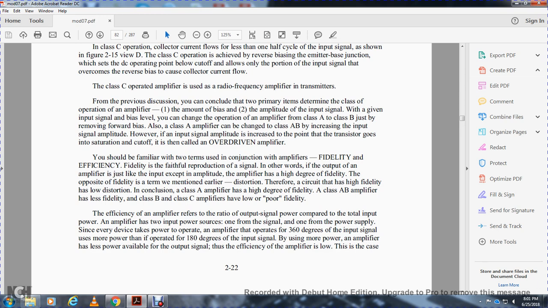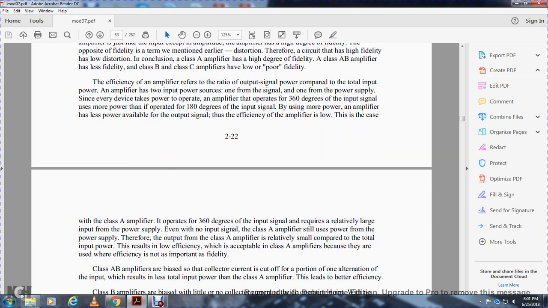Efficiency refers to the ratio of output signal power compared with the total input power of the amplifier, which has two inputs: one for the signal and one for the power supply. An amplifier that operates for 360 degrees of the input signal uses more power than one operating for 180 degrees. Using more power leaves less available for the output signal, so the efficiency of the amplifier is low. This is the case with the Class A amplifier, which operates for 360 degrees of the input signal and requires a relatively large input from the power supply. Even with no input signal, a Class A amplifier still draws power from the supply. Therefore, the output of the Class A amplifier is relatively small compared to the total input power.